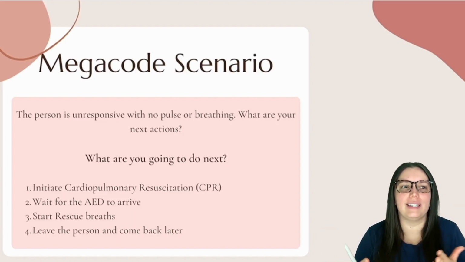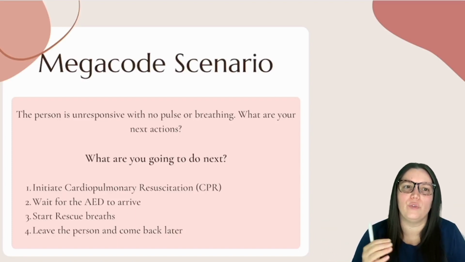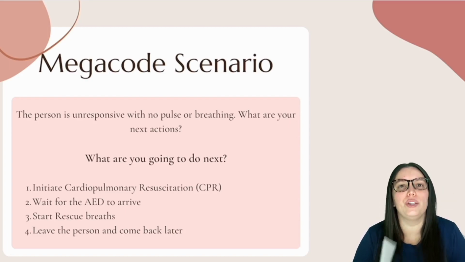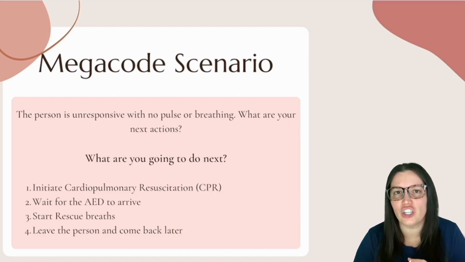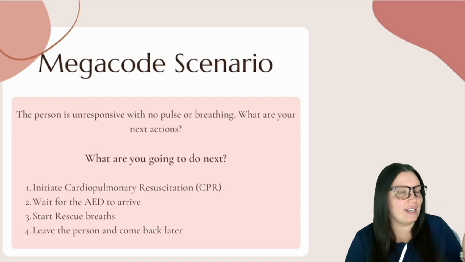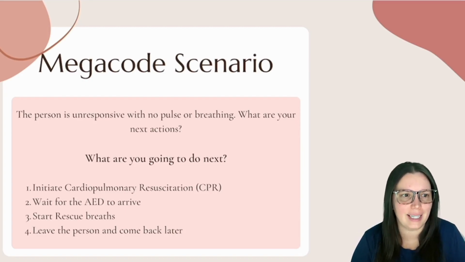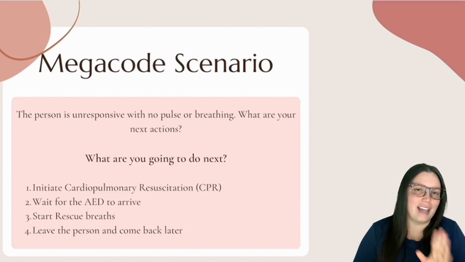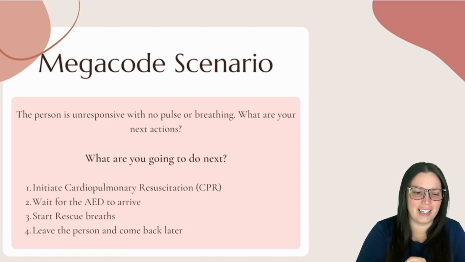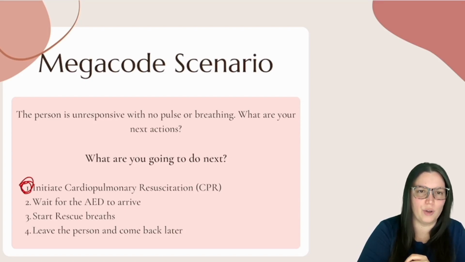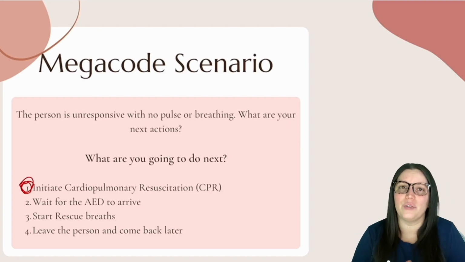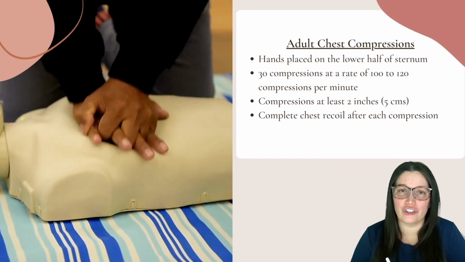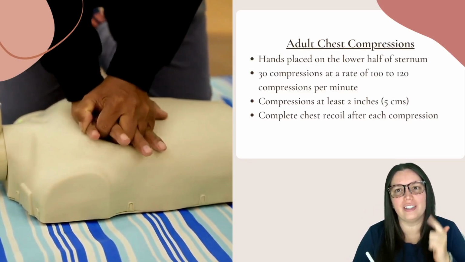After we have performed all of these steps, if the person is still unresponsive with no pulse and no breathing, what are going to be your next actions? Are you going to initiate cardiopulmonary resuscitation, also known as CPR? Are you going to wait for that second rescuer to arrive with the AED? Are you going to start rescue breaths, or are you going to leave the person and come back later? The last option is never the best option. What I will suggest, though, is that you immediately start cardiopulmonary resuscitation because, as we know, this person is experiencing a cardiac arrest. So now we begin the intervention portions of our BLS, and that is chest compressions and airway.